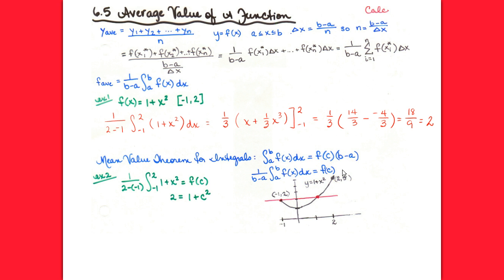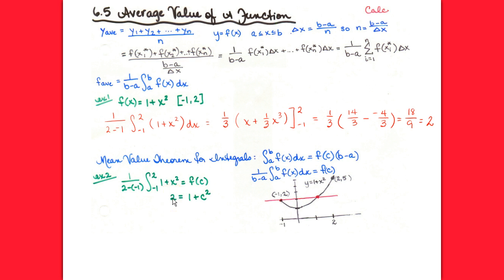The reason that I prefer the second formula right here is a lot of times on the problems, for the A part, it'll say find the average value like we just did and got 2. And then for the B part, it'll say, okay, now find out where that's equal to f of c. So if I write it this way, I can replace this whole left-hand side with the answer that I just found and then set it equal to my function.